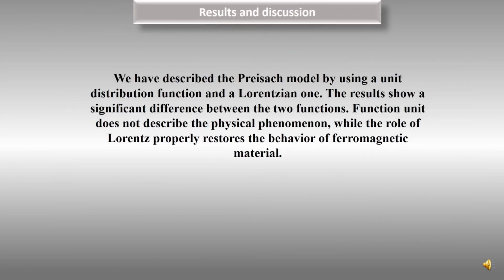We have described the Preisach model by using the unit distribution function and the Lorentzian one. The results show a significant difference between the two functions. The unit function does not describe the physical phenomenon, while the Lorentz function restores the behavior of ferromagnetic materials.